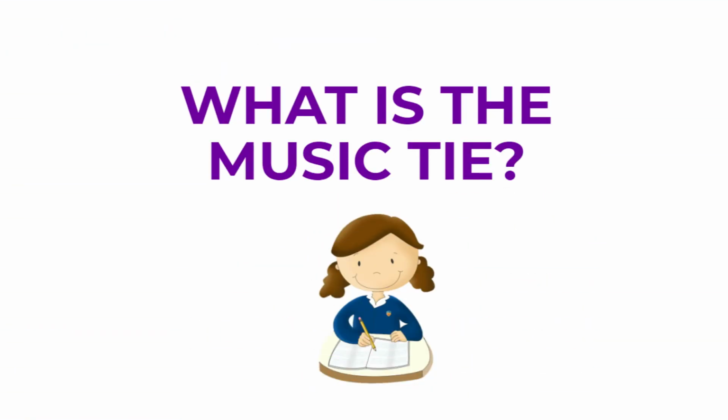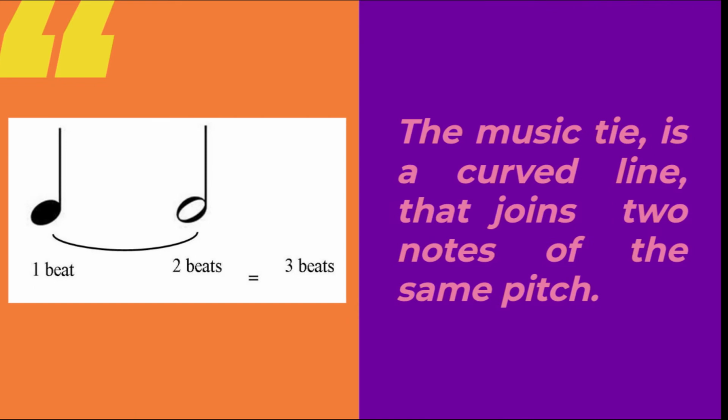What is the music tie? The music tie is a curved line that joins two notes of the same pitch. For example, in this picture, we have a crotchet which values 1 beat and a minim which values 2 beats. But there is a tie that joins these two musical symbols. They in total now value 3 beats and they will sound ta. In conclusion, the tie is like a sum. We have to sum the musical symbols that are joined by it.